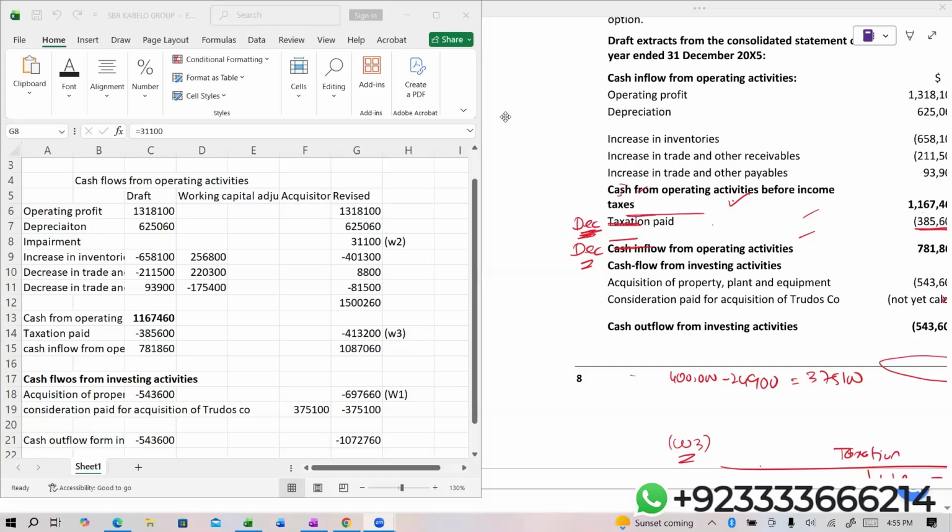Next, let's talk about the working capital adjustment, which we have done. First, you need to explain to your examiner that acquisition of a subsidiary is an investing activity. It is not an operating activity. That is why, while calculating working capital changes in a cash flow statement, we have to exclude the impact of acquisition of the subsidiary from the closing balances, and then take the difference between opening and adjusted closing balances.